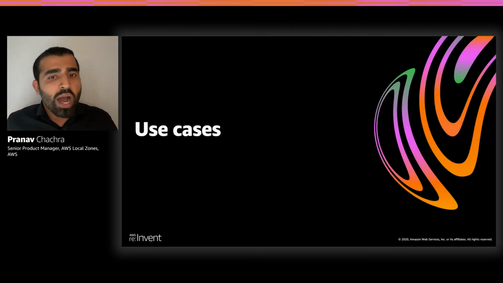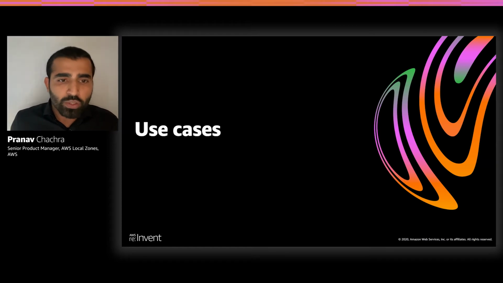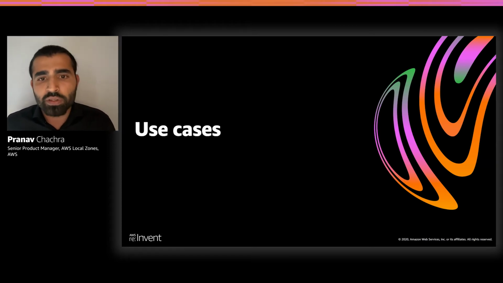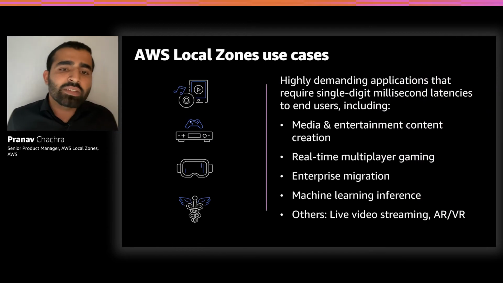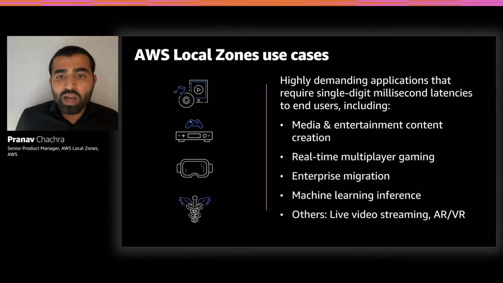Now that we have discussed why we build local zones and their presence in the US, let's discuss how developers are using these local zones today. As I discussed earlier, local zones can be used for highly demanding use cases that require single-digit millisecond latencies to the end users. These use cases include media and entertainment content creation that require latency-sensitive workloads for live production, video editing, and graphic-intensive artist workstations.